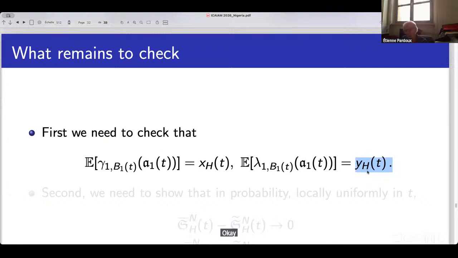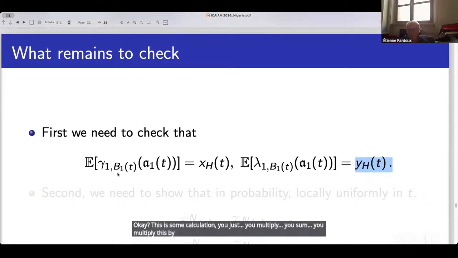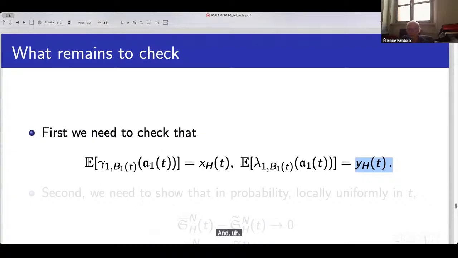This is some calculation. You just multiply this by the indicator B_1(t) equals i and sum over i, the same here. And you just have to compute. It's not too difficult.